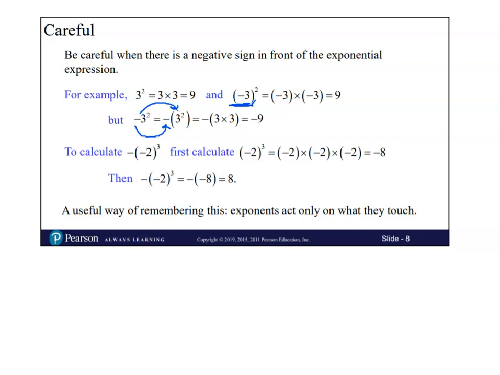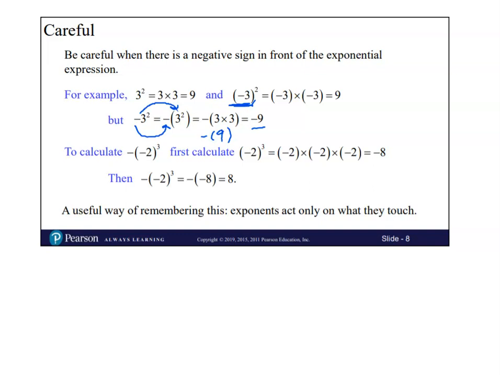And so you would do the 3 times 3 first, which would be 9, and that would simply be negative 9. The negative inside the parentheses means you're saying negative 3 times negative 3. The negative on the outside of the parentheses means you're saying 3 squared and then multiply it by your negative.